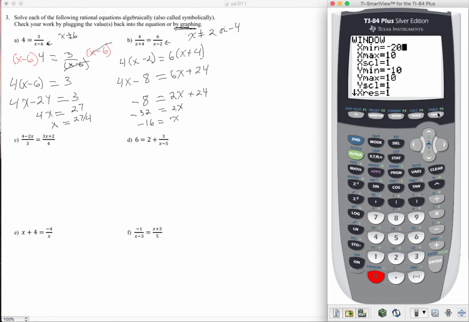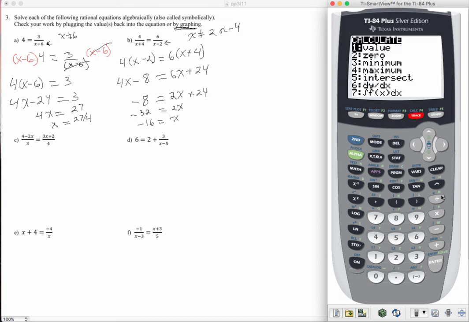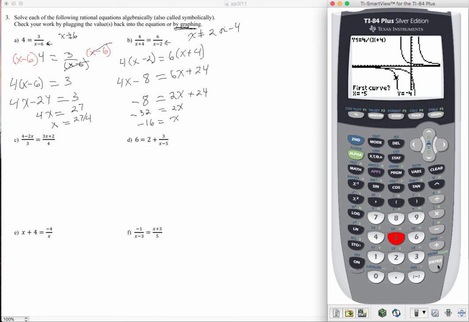Okay, so let's press graph. Here's the first graph, that's the 4 over x plus 4, and then here is the 6 over x minus 2. So it appears like in this area right here is our point of intersection. Let's check that out. We're going to go second calc, number 5. We'll go first curve, second curve, best guess. And sure enough, we get back negative 16, so we rocked that one.